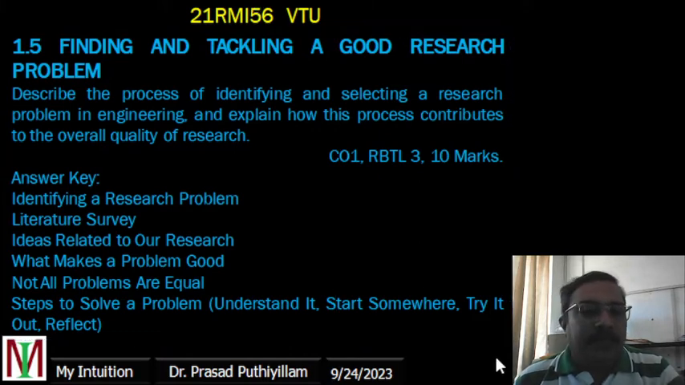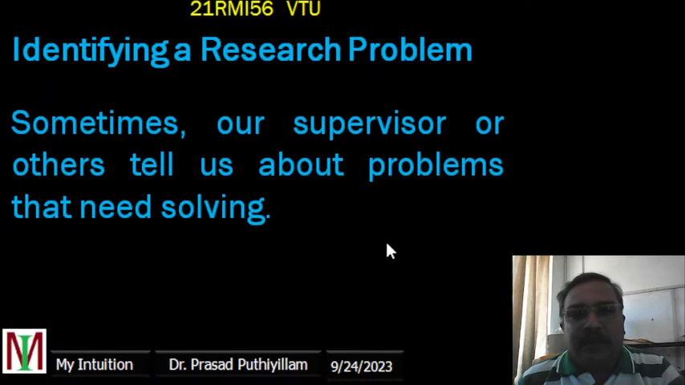Again I am telling you, if you are a student, continue in the notebook that you have, and note down the important points which I am explaining, so that you can find them in your textbook and further elaborate on them. First point, identifying a research problem.